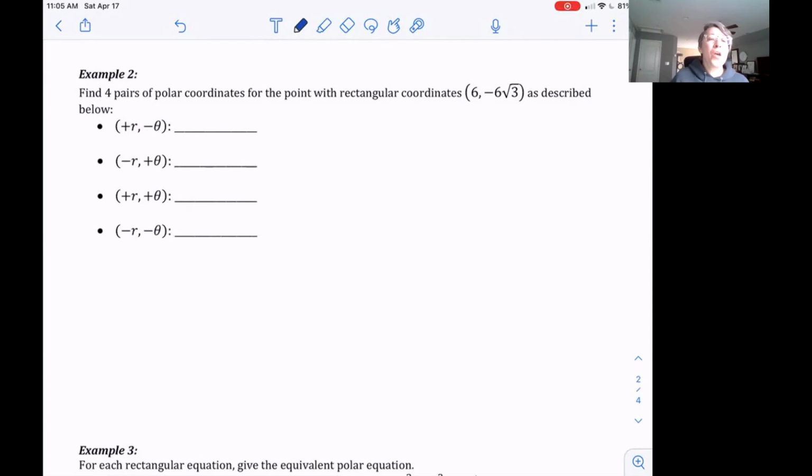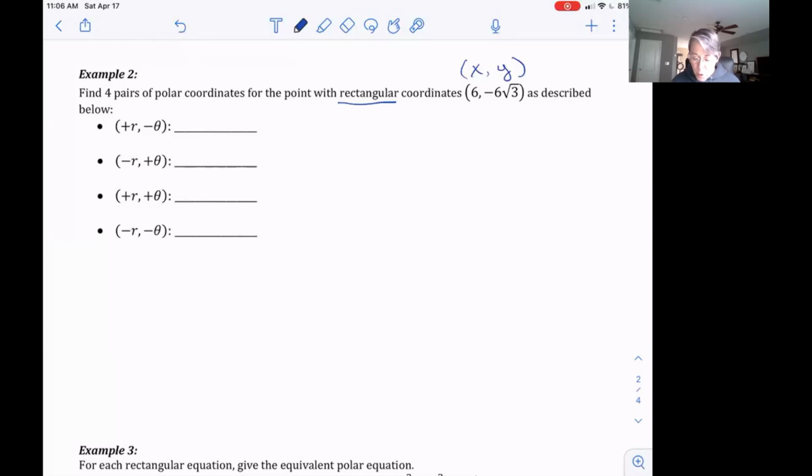In example 2, we're to find 4 different pairs of polar coordinates for the same point that has the rectangular coordinates. Okay, if it says rectangular coordinates, that's our hint that we are given x and y, and as described below. In other words, they're wanting us to come up with a positive directed distance, that positive r, but a negative angle, negative r and a positive angle, positive r, positive angle, negative r, negative angle. And it doesn't matter which one we find first, but we need to at least find one, an r and a theta.